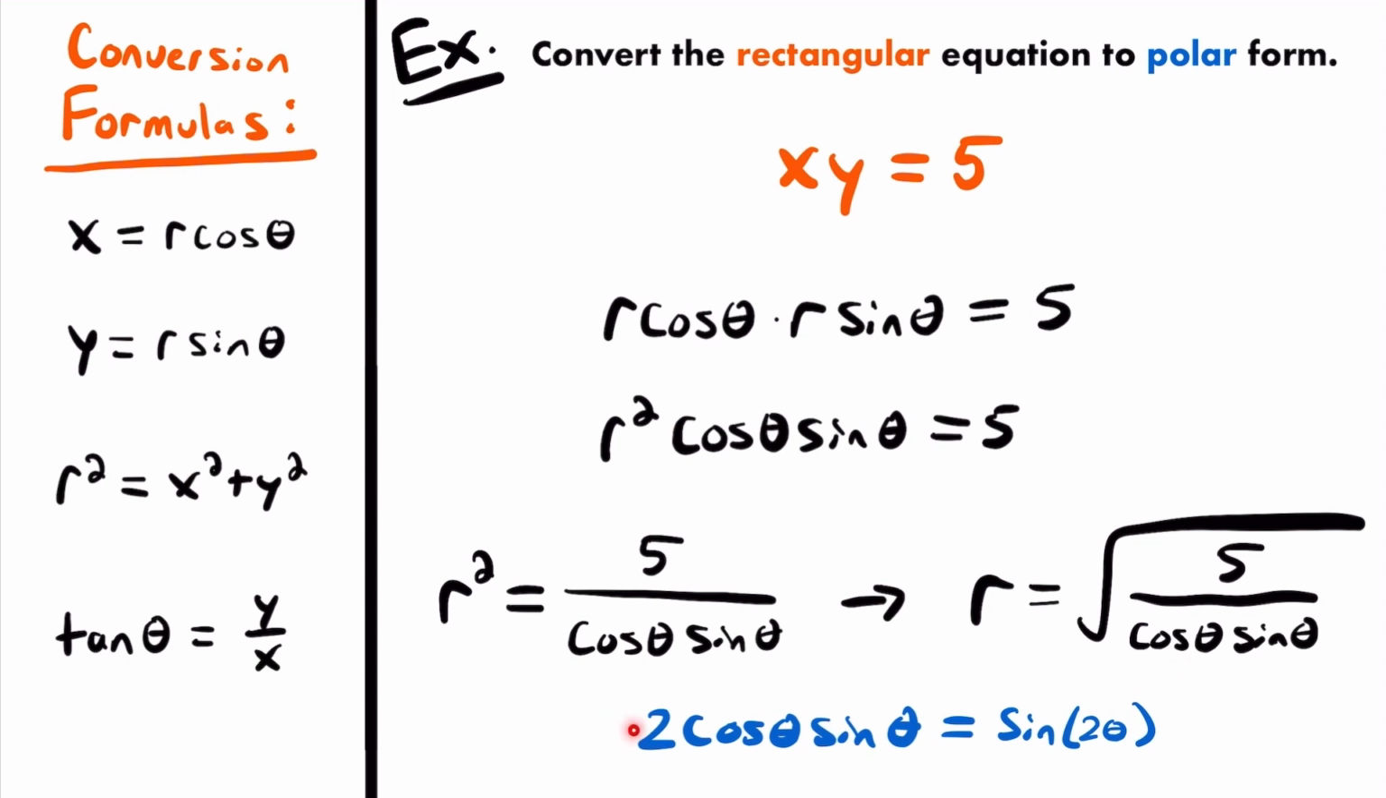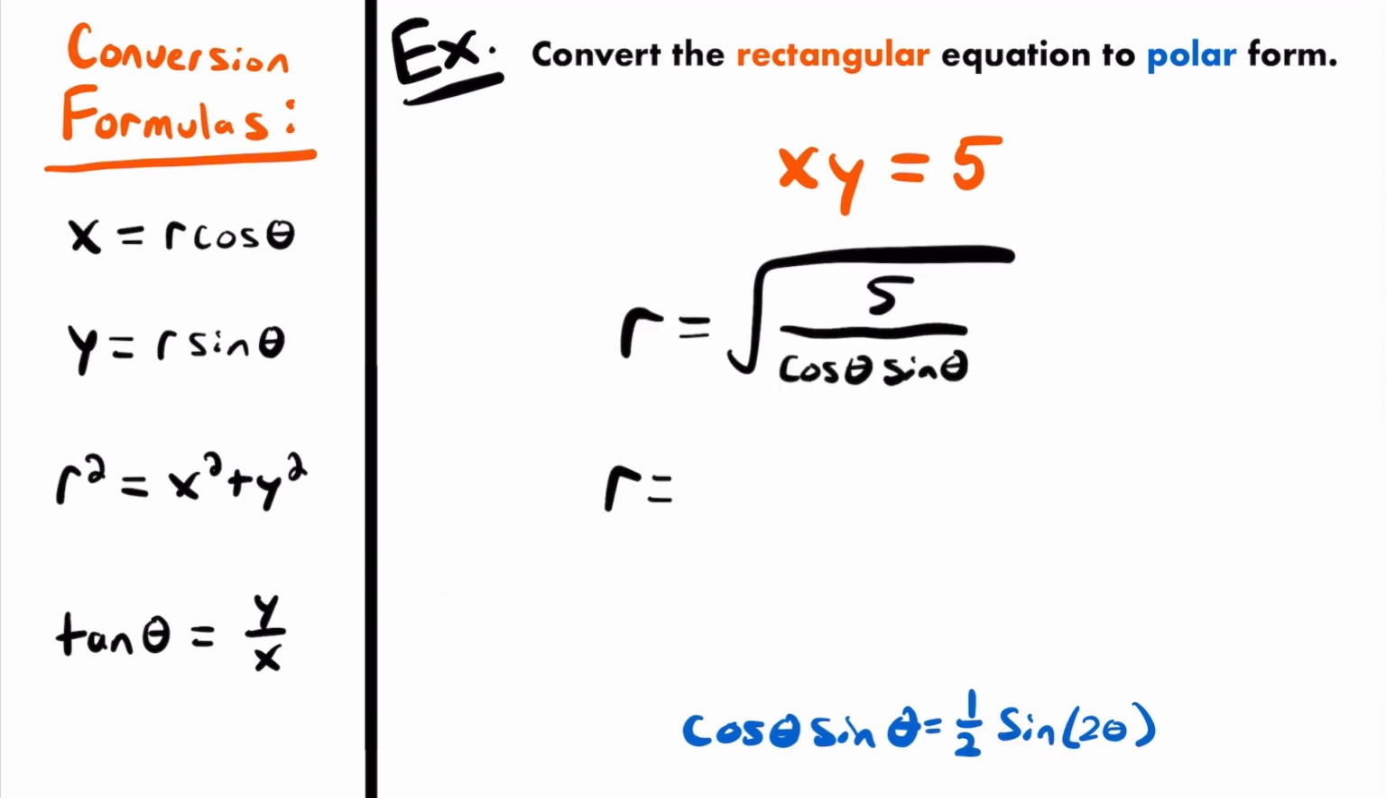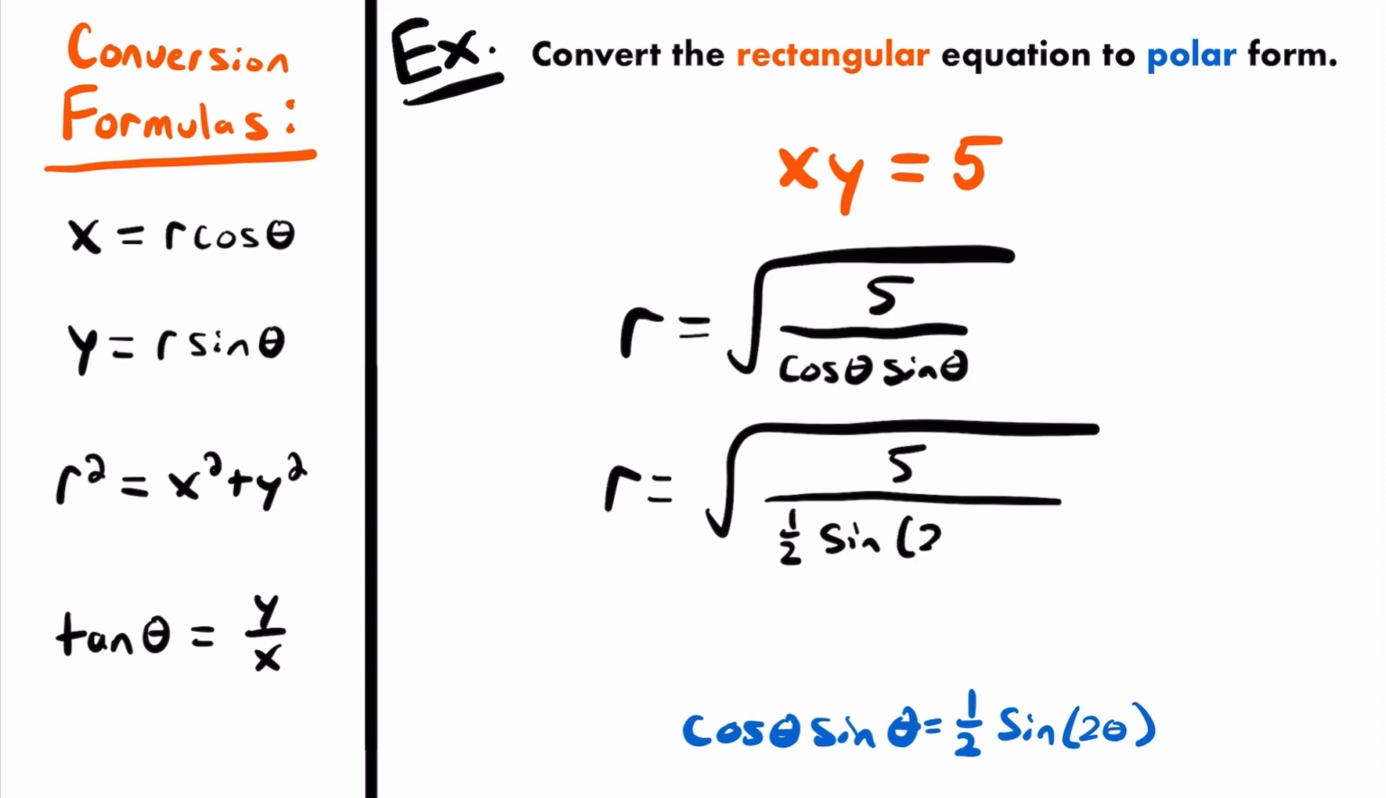Just notice that we don't have this 2 multiplied by both of those functions. So if we divide both sides of this equation by 2, then what we would have is cosine theta times sine theta is equal to 1/2 times sine of 2 theta. So what we can do is replace cosine theta times sine theta with 1/2 times sine of 2 theta. So if we do that, we'll have that r is equal to the square root of 5 divided by 1/2 times sine of 2 theta.